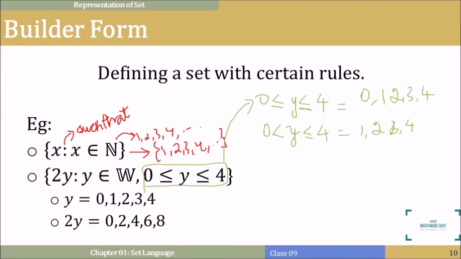And it's the same case when it's 0 less than or equal to y is less than 4. We'll be omitting 4 here and adding 0 here. And if there was 0 less than y less than 4, we'll be omitting both the endpoints. So we'll be having 1, 2, 3, and that's all. We won't have 4 here since we have to omit 0 and 4 here, right?